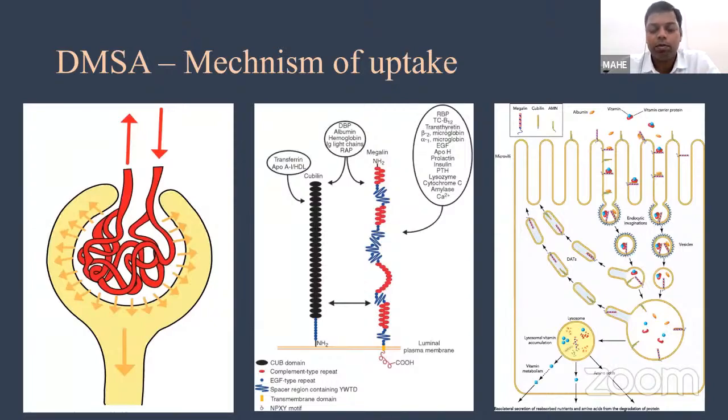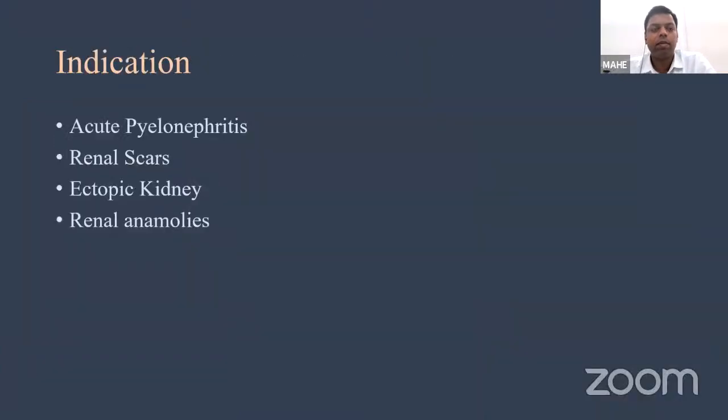So what is the mechanism of uptake? DMSA is filtered through the glomerular apparatus, the GFR. However, it is taken up by the megalin-cubilin complex, which is present in the proximal convoluted tubular cells. So just remember that it is not tubular secretion. It just comes through GFR and is taken up again by the tubular cells.